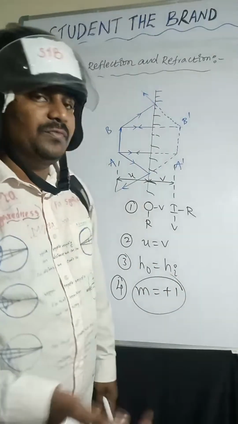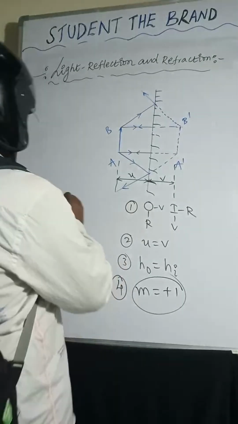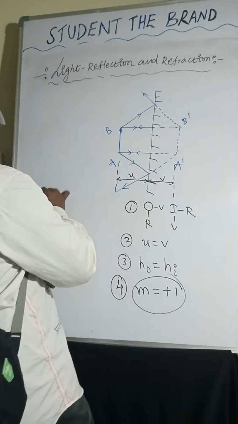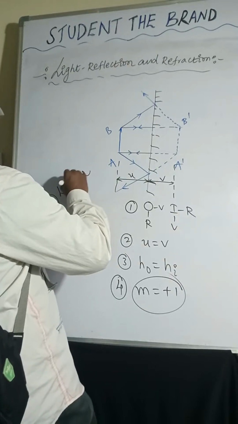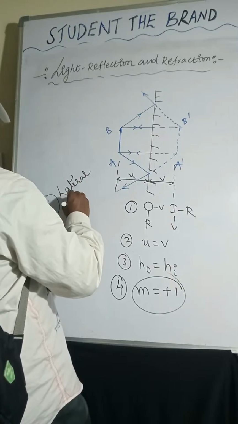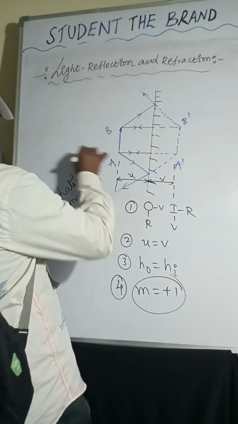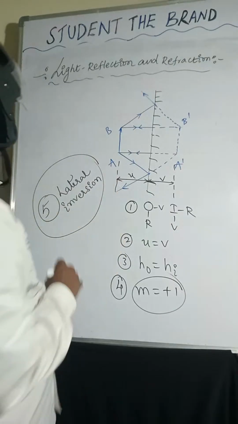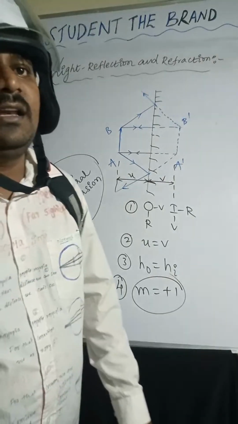And coming to the fifth one, the last one. It also shows lateral inversion. Lateral inversion is the phenomenon where the right side of the object appears to be the left side of the image, and the left side of the object appears to be the right side of the image.